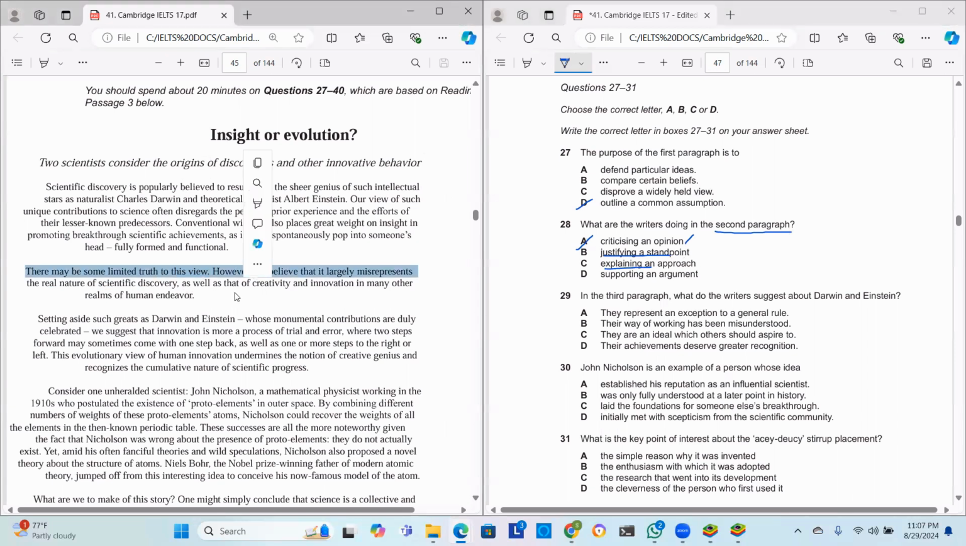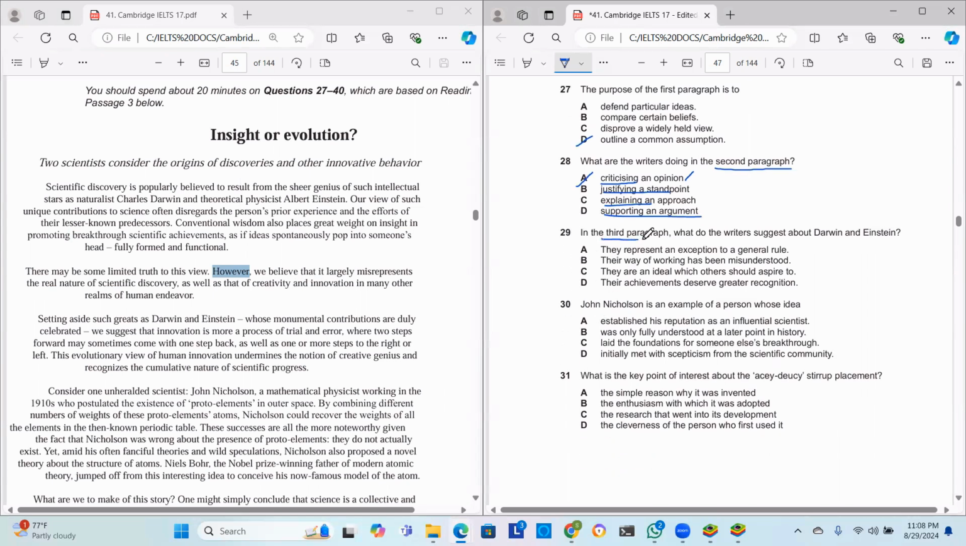Look at this word. However, whenever this word comes, you should be very careful. The whole meaning will change because of this word. Supporting an argument, no. He is clearly criticizing. This is the word. However means the meaning has changed, positive to negative, negative to positive, the context will change. We believe that it largely misrepresents the real nature. I hope it is clear for you guys. This one was easy, right? Now let's move to the next one.